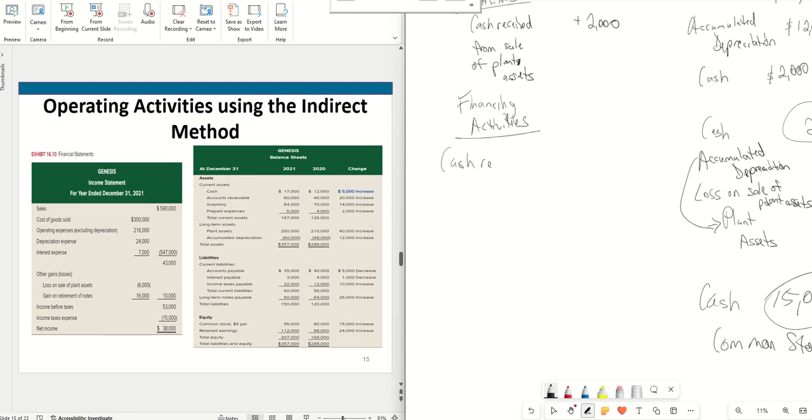cash received from shares, or from shares or stocks, and it's going to be an increase of $15,000. Okay. Next, we have number two. We got paid $18,000 cash to retire notes. So notes payable with a $34,000 book value yielding a $16,000 gain.